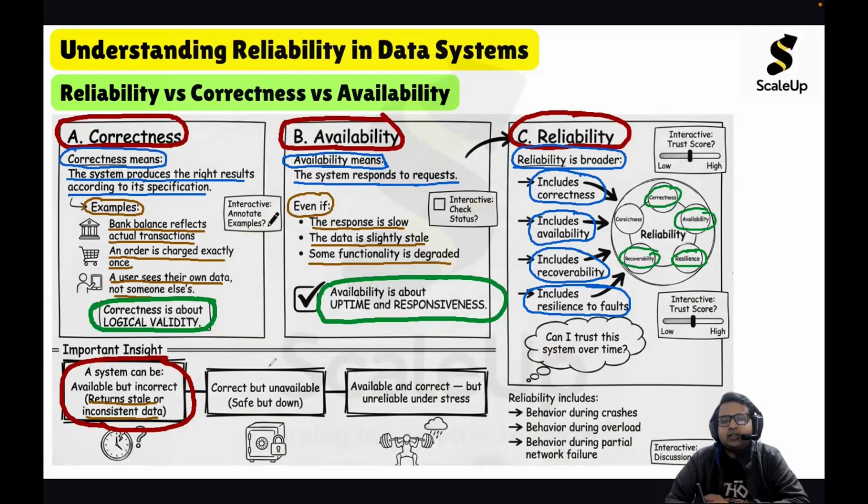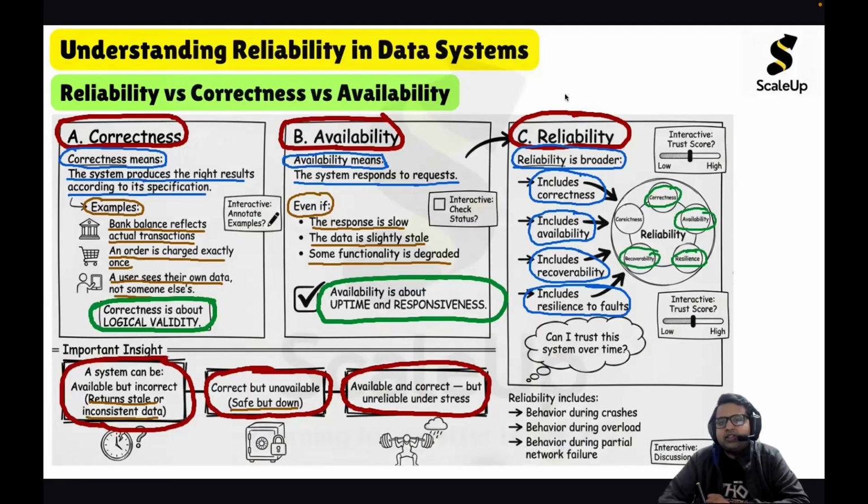Similarly, a system can be correct but unavailable. The system is safe, but it is down, not responding to incoming requests. And also, a system can be both available and correct, but unreliable under stress.